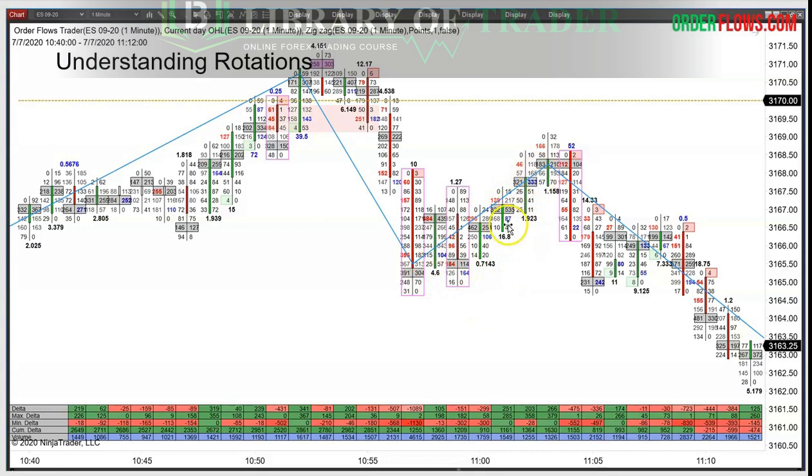You're seeing some positive deltas being strung together, higher points of control, buying imbalances. Then you got the point of control up near the high of this bar. You got a single print there too. You got selling imbalances coming in. Okay, probably going to be a rotation down now, right? This is our rotation back up. Now we're going to be looking for a rotation back down.